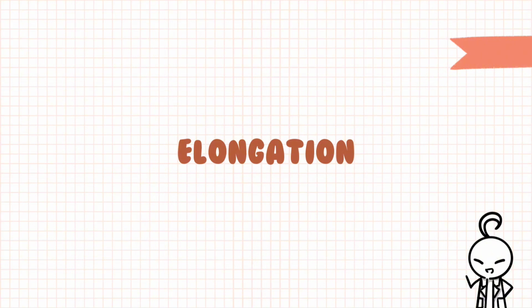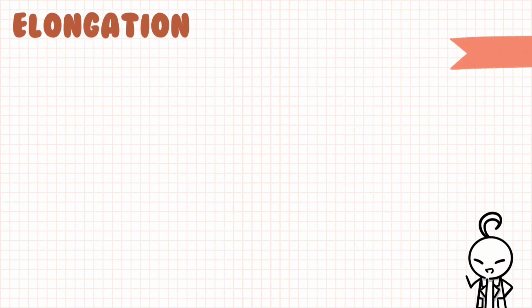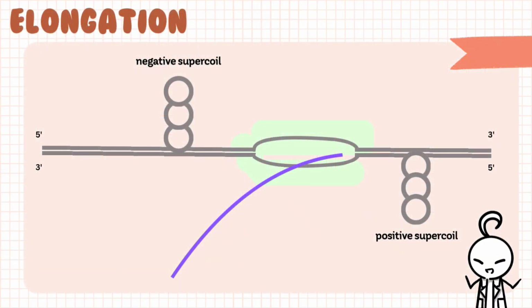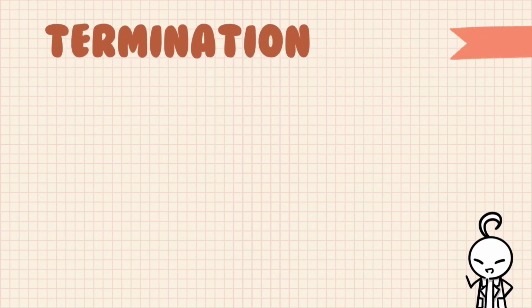Now let's move on with elongation. So as RNA polymerase moves along the downstream DNA strand, supercoils will be formed in both the upstream and downstream double-stranded DNA. These supercoils will be removed by DNA topoisomerase 1 and DNA gyrase. Lastly, let's move on with termination.